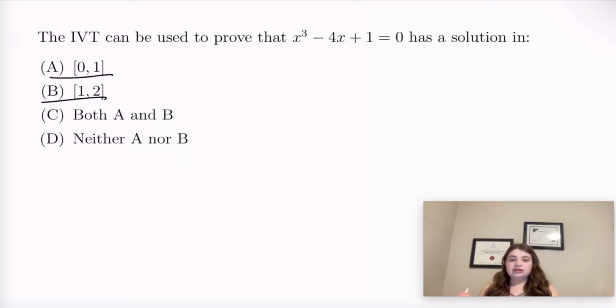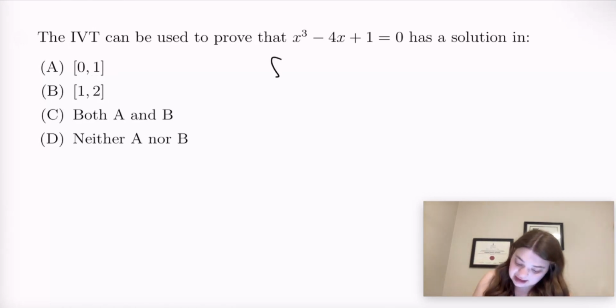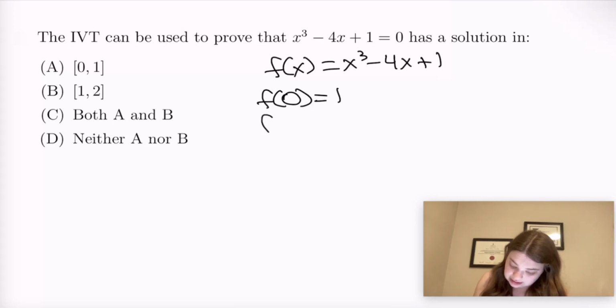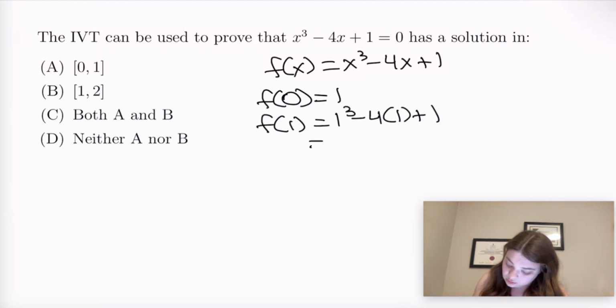Now the question is, in these intervals, do we have a guaranteed pass through 0? That's the question. So in order to figure that out, let f of x be equal to x cubed minus 4x plus 1. And we're going to punch in 0 and 1, and then 1 and 2, to find out if there is a guaranteed 0 somewhere in there, or if there isn't. Okay, so f of 0 would be 1, and f of 1 would be 1 cubed minus 4 times 1 plus 1, which is 1 minus 4 plus 1, which is negative 2.